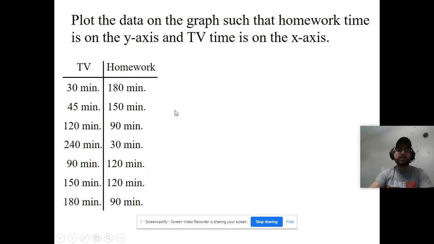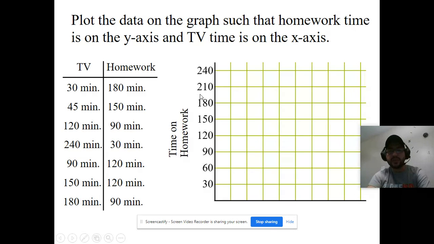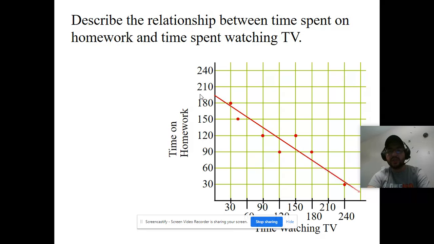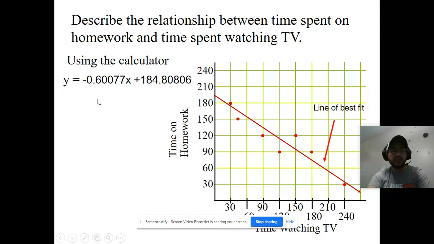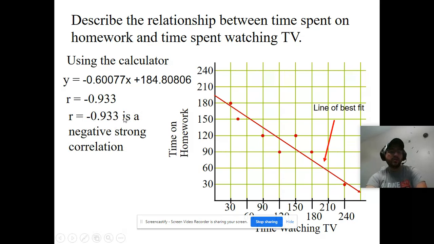Now, we got another example. If you watch more TV, you're going to do less homework. We got this graph. First thing I should do is plot the points and draw the line of best fit. Using the calculator, we need to get the equation of the trend line or line of best fit. Also, the correlation coefficient, since it's negative and really close to -1, it will be a strong negative correlation, a strong negative correlation because it's really close to -1.